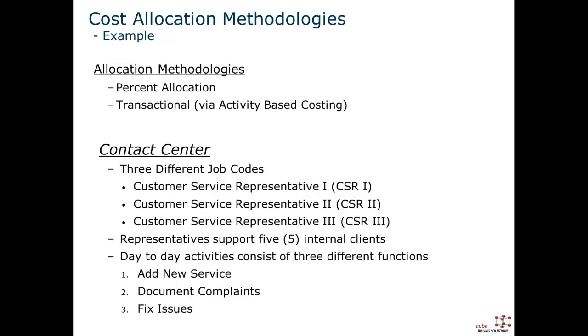In this example, we have a contact center. There are three primary things that are represented. The first is that there are three different job codes: a customer service rep 1, 2, and 3. The second is that these three different customer service representative titles support 5 internal clients. And these 5 internal clients drive 3 different work functions on a day-to-day basis. The customer service reps will add new service, they will document complaints, and they will fix issues. So we're trying to keep this example relatively simple.